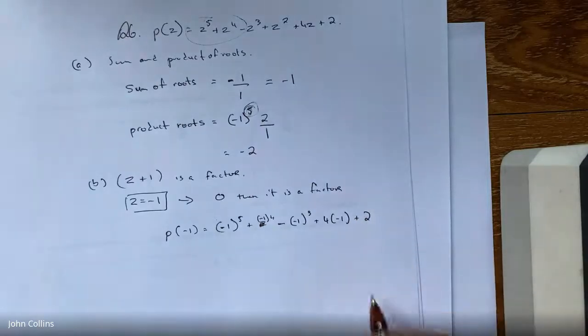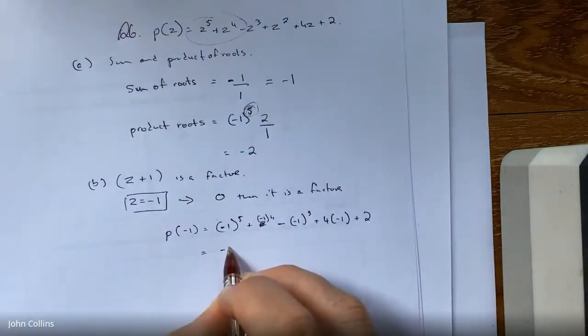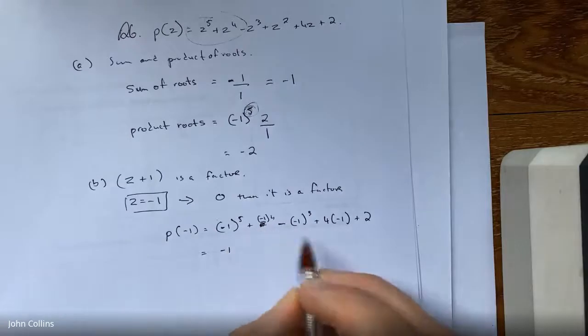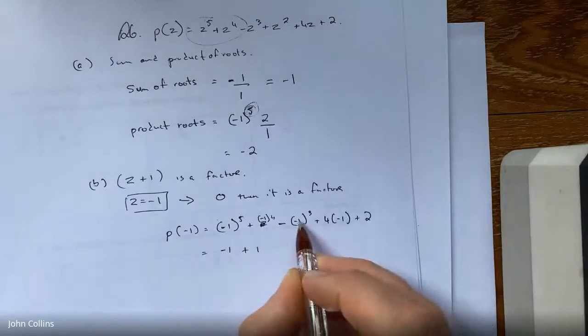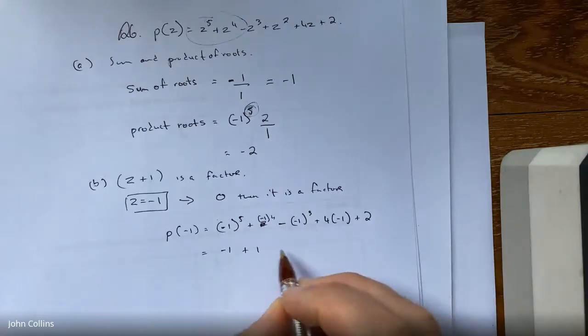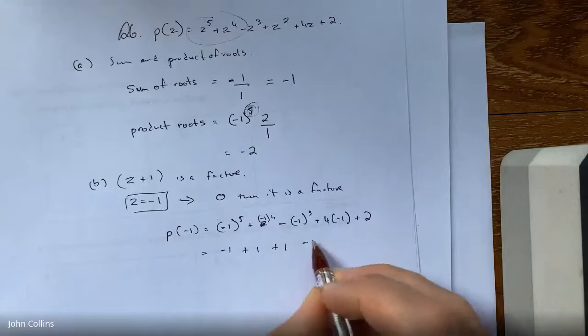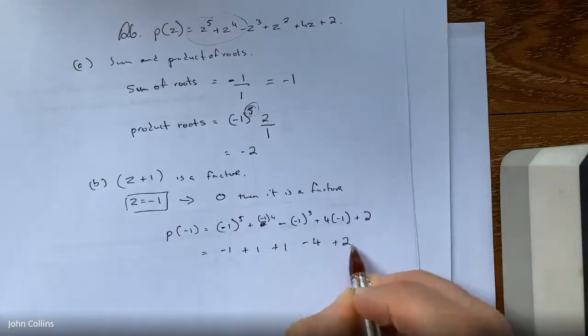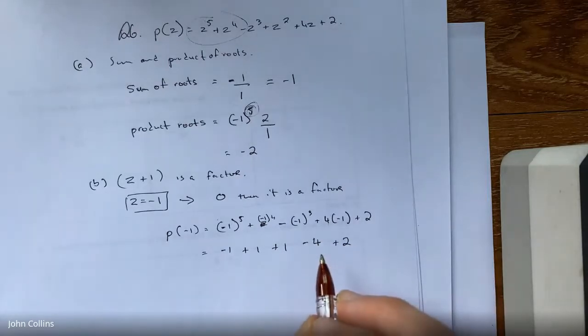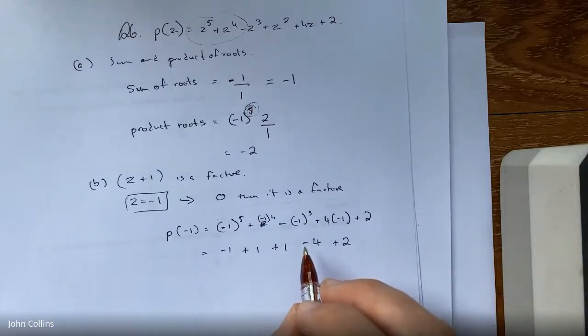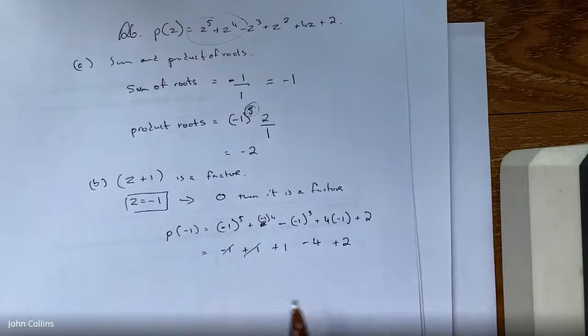So like that. Let's work out each bit. So that's going to be minus 1. Minus 1 to the power of 4 is going to be plus 1. Minus 1 to the power of 3 is going to be minus 1, but then it's going to be minus 1, which is also plus 1. 4 times minus 1 is minus 4 and plus 2. Okay, so, well, they're gone. Oh, it doesn't work, does it?